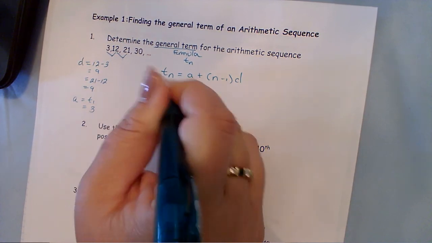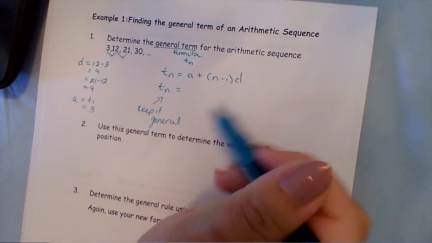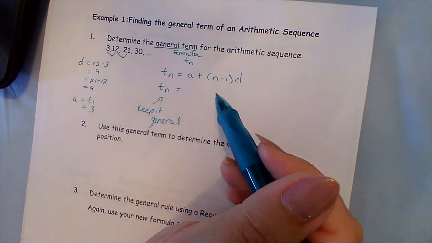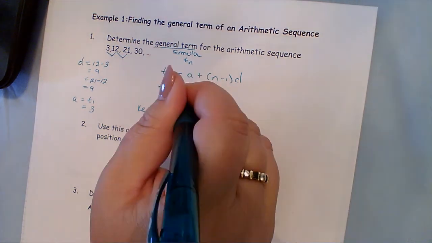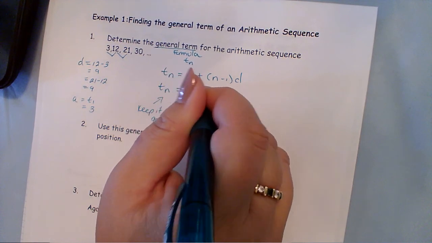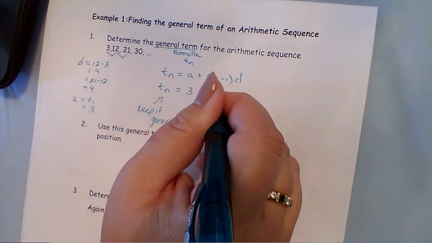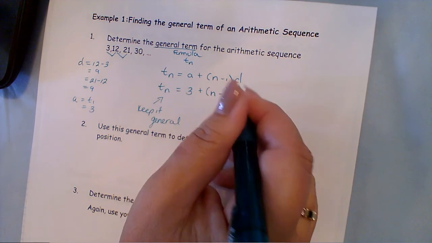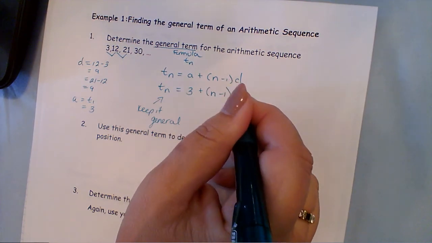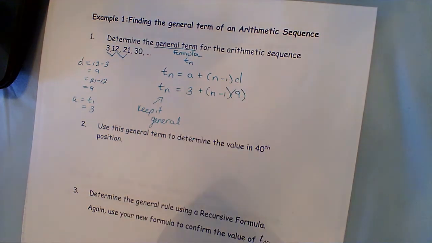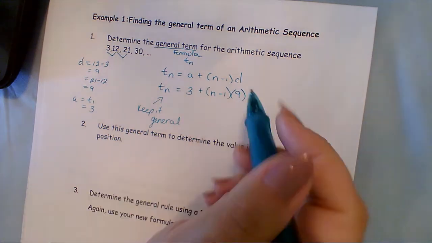Right? This is like f of x notation. That's basically what this is. We're keeping it general. We're not replacing N yet. A is 3 plus, again, N we don't have, so we keep it. (N minus 1), D we do have, which is 9. So unlike when you do know N, you actually just work it out.